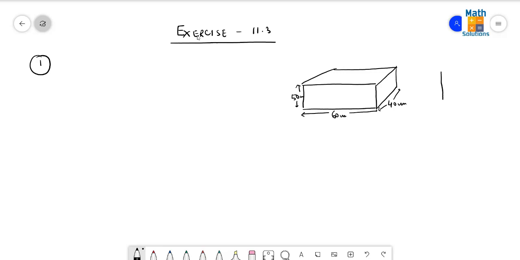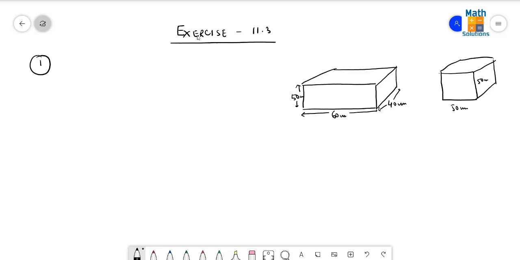This is the cube given. The cube is like this. This is the cube. Height is 50 centimeter, which means the edge length is 50 centimeter. So here, what is asked: which box requires the lesser amount of material to make? In other words, we have to find out the total surface areas of these two boxes, and that will help us to determine the materials required for each of them.